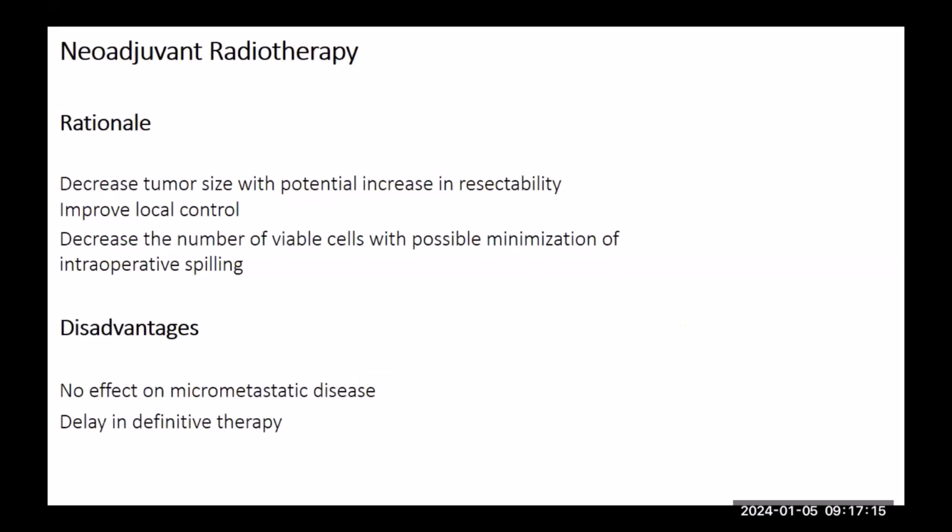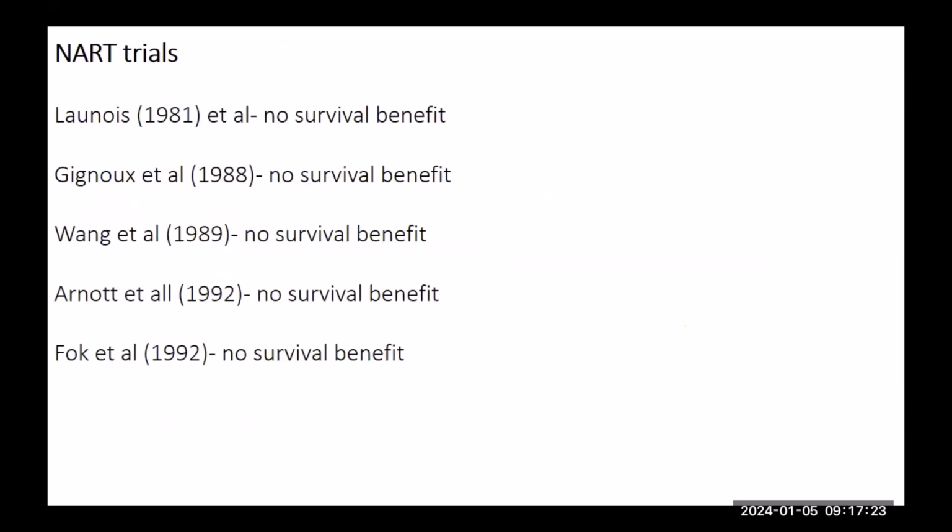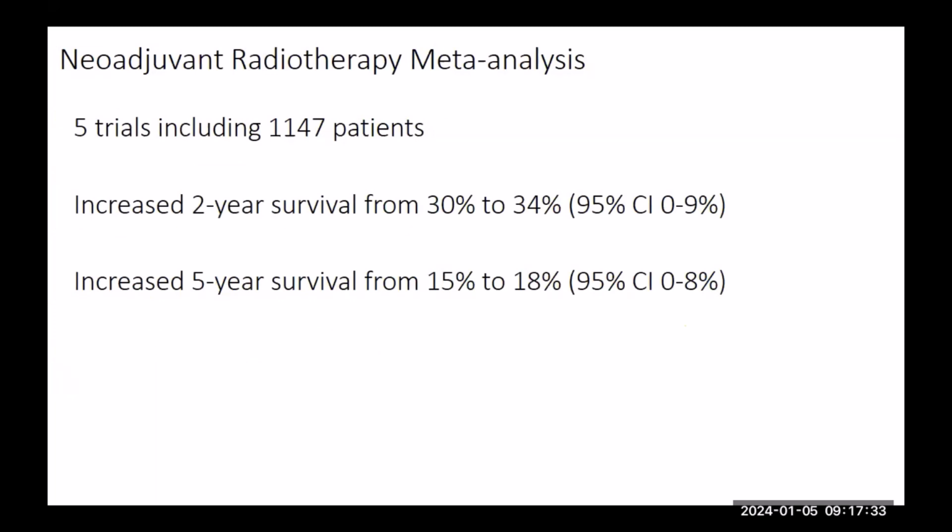So why do we want to give neoadjuvant radiation? Because we want to decrease the tumor size and decrease the number of viable cells. However, the disadvantage is that it does not address the micrometastatic disease. There were some trials of neoadjuvant radiation followed by surgery versus surgery alone. All 5 of these trials did not show any survival benefit of neoadjuvant radiation.